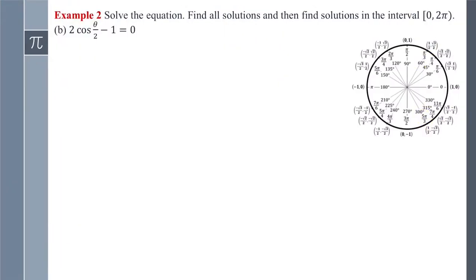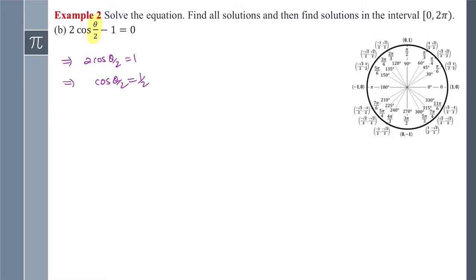Let's look at another one. Here we have the half angle, and this one is exactly like the one that we did in the previous example. Okay, so let's go ahead and add 1 on both sides. So we get 2 cosine theta over 2 equals 1. And then when we divide by 2, we get cosine theta over 2 equals 1 half.